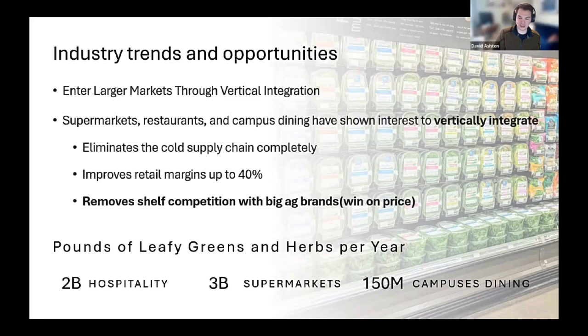And so these markets are significant. Hospitality sells about 2 billion pounds of leafy greens and herbs per year. Supermarkets sell 3 billion pounds of leafy greens and herbs per year. And campus dining sells 150 million pounds of leafy greens and herbs per year. Our farm, for comparison, grows about 30,000 pounds of leafy greens and herbs per year. So there's pretty much limitless building potential for infrastructure within these different markets.